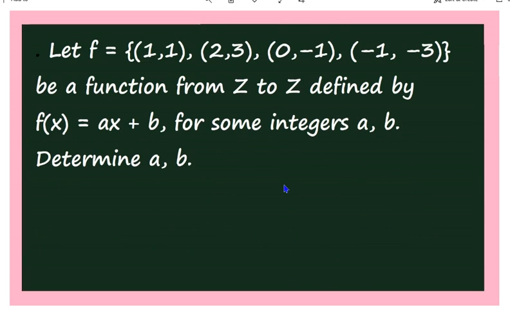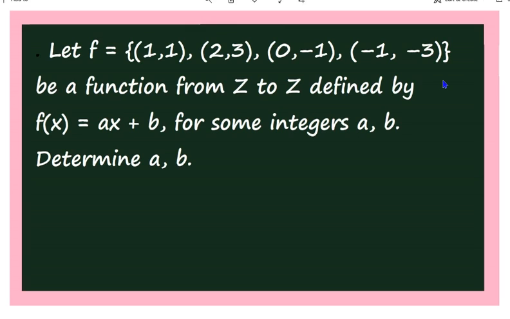Now you take this question. f is equal to (1, 1), (2, 3), (0, minus 1), (minus 1, minus 3), be a function from Z to Z defined by f of x equal to ax plus b for some integers a and b. Determine a and b. This is an important question, a very simple question. And here (1, 1) is in f, means f of 1 equal to 1, f of 2 equal to 3, f of 0 equal to minus 1, f of minus 1 equal to minus 3. That is the meaning of this.